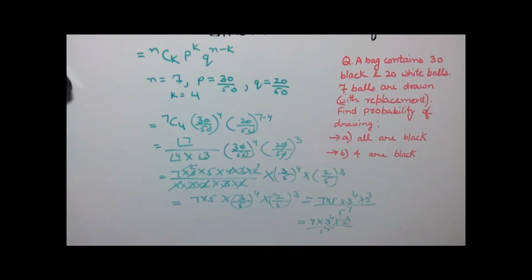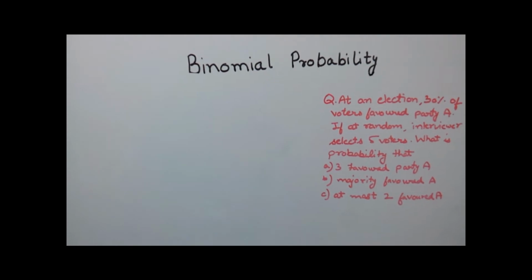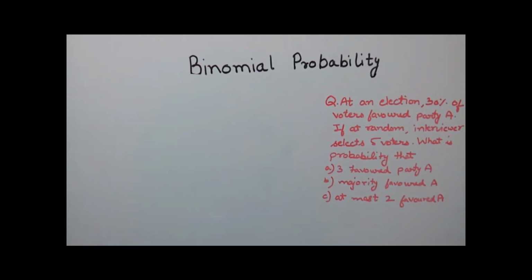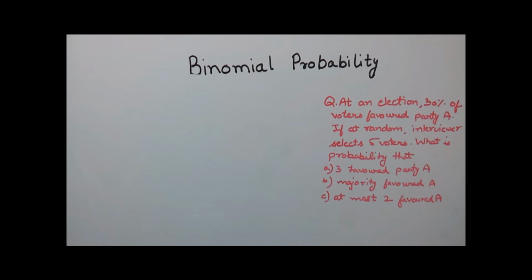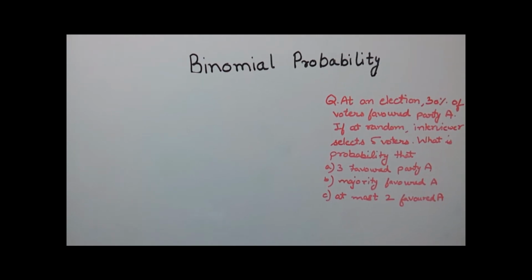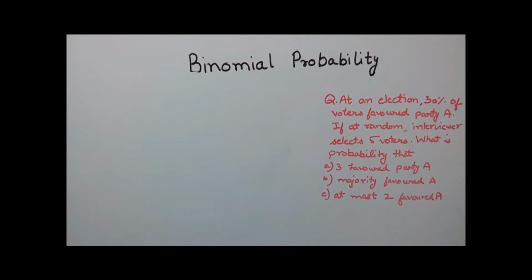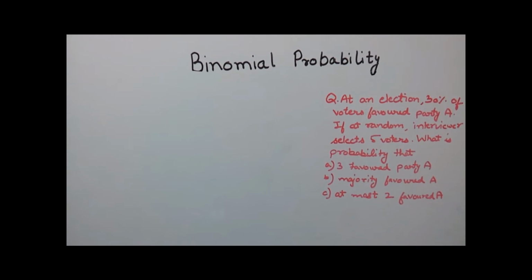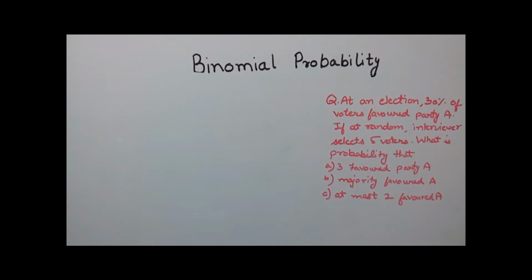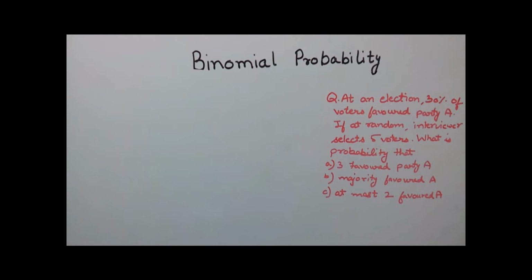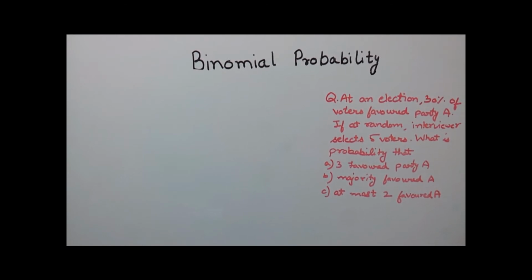Let's move to another example. The question says, at an election, 30% of voters favored party A. If at random an interviewer selects 5 voters, then what is the probability that 3 favor the party, a majority favor the party, and in the third case, at most 2 favor the party?